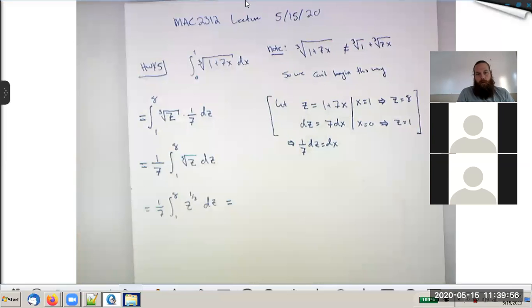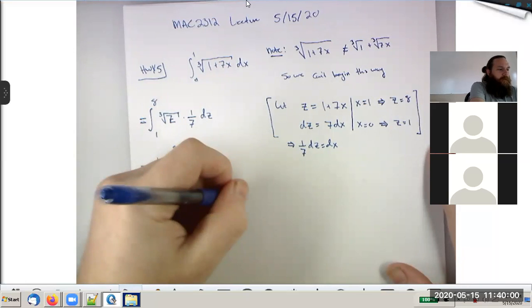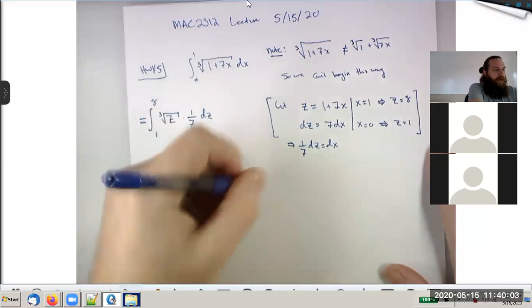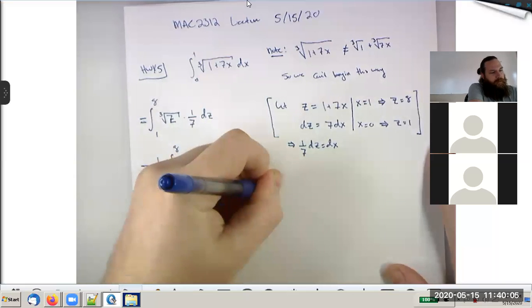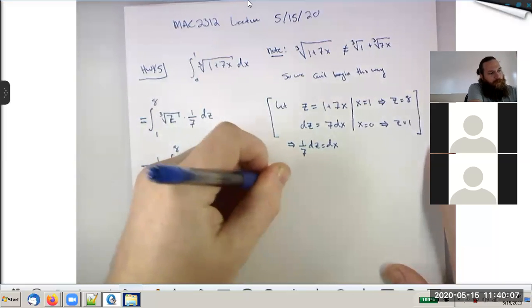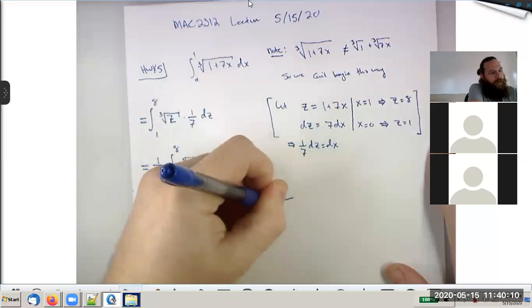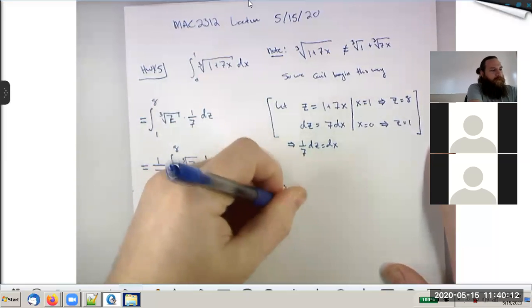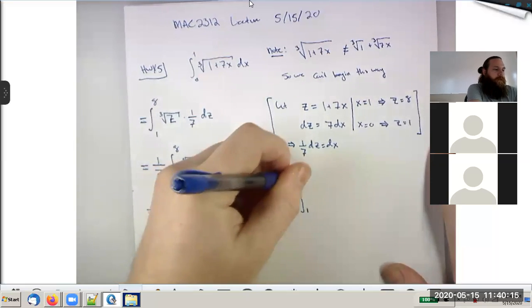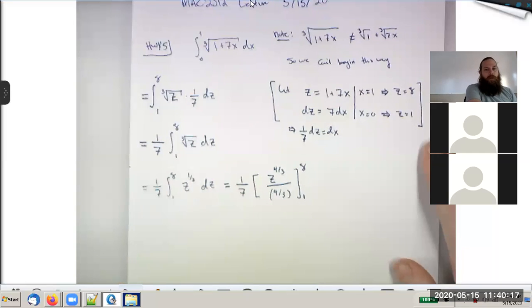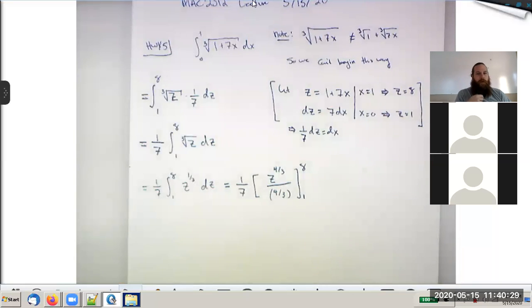So I add 1 to the power. 1 plus 1/3 is 4/3. My 1/7 will come along for the ride, and I get z raised to the 4/3 divided by 4/3 evaluated from 1 to 8. And the magic of having changed our bounds is that we don't need to go back to the old variable. We can just evaluate this new expression in terms of the new variable between the new bounds. So I'm going to plug in 8, and then I'm going to plug in 1.